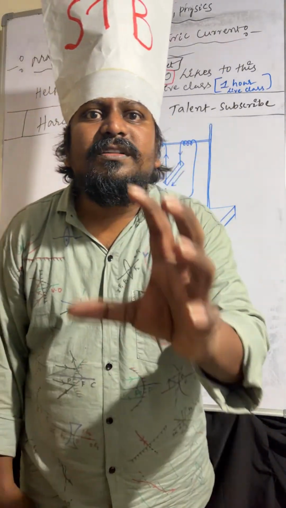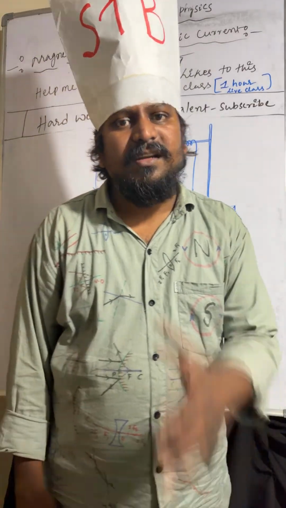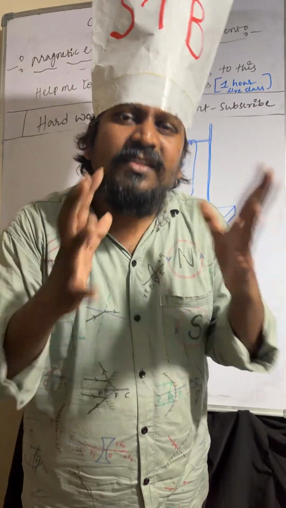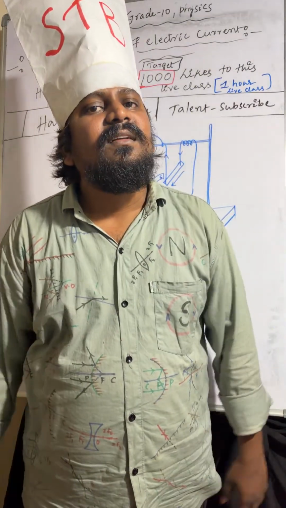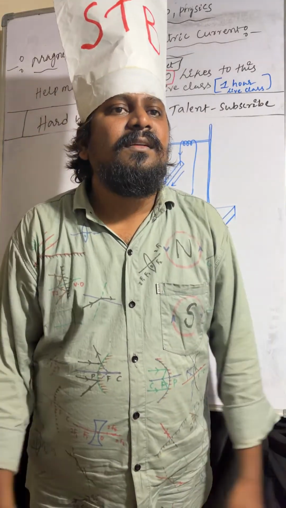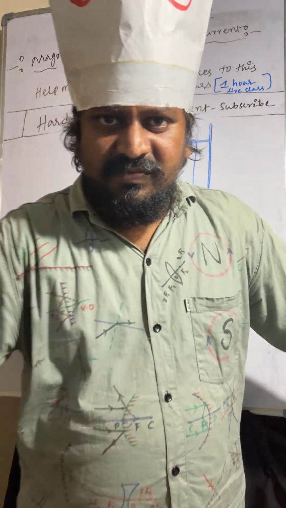the force acting on the conductor. Understood or not? We can understand the force acting on the conductor. This is called Fleming's left hand rule. I hope it is very clear.